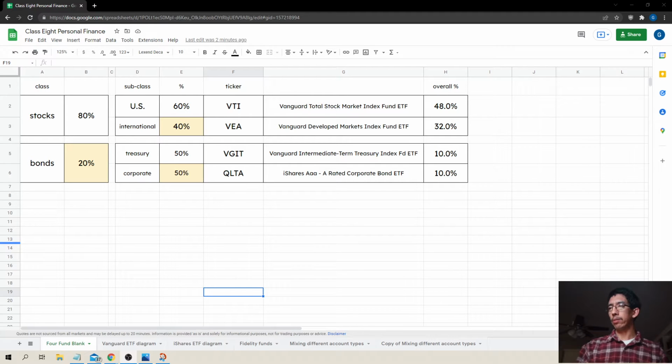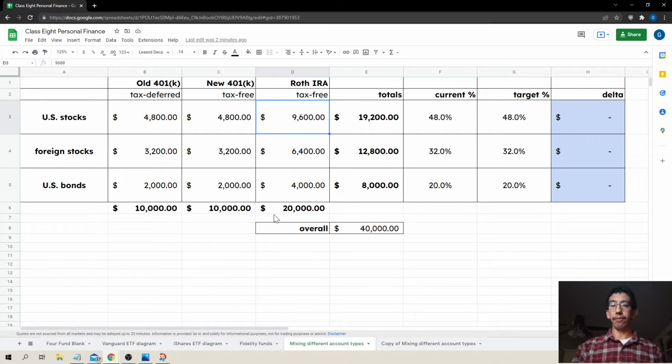I have an example one where I have 80% stocks, 20% bonds, and I've split those out into different categories, including 60% US and 40% international. Now, this is sort of nice and clean, and even if you have three different accounts, maybe it could look something like this. You have 48% in US stocks, which is 60% when you split it out as 80%. So 80% times 60% is 48%. That's how we get that. And then you have 32% in foreign stocks and 20% in US bonds.